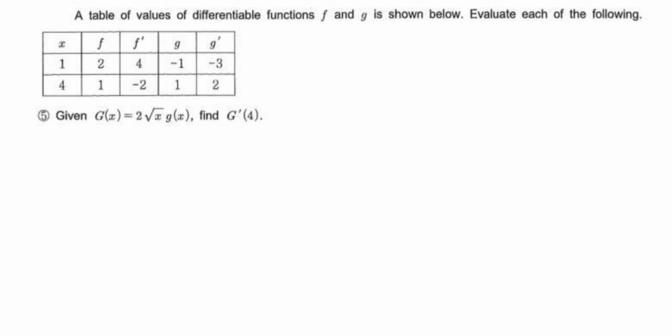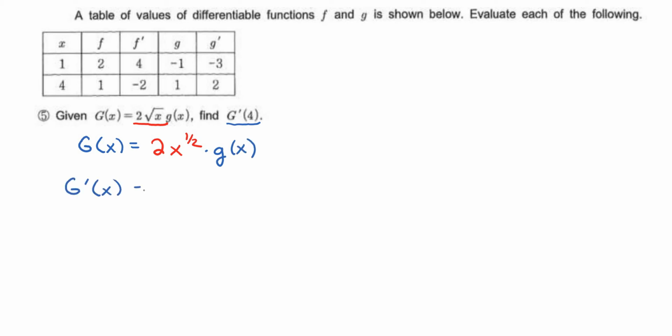Okay, let's move on to question number 5. For question number 5, I need to find g prime of 4. Before I do this problem here, let's just go ahead and rewrite this original problem. Let's change everything into a power here. So if I have 2 root x, let's write that as 2 times x to the power 1/2 times g of x. And after that, now let's take the derivative.